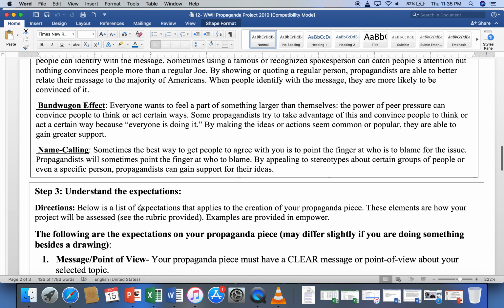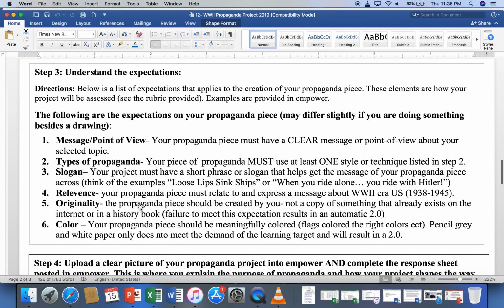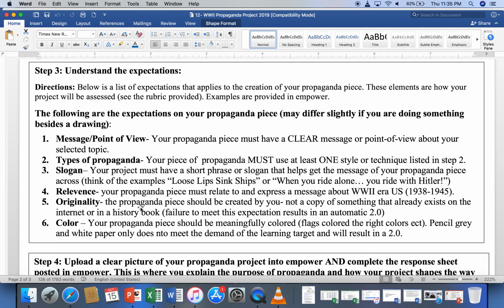So once you've decided which one you're going to use, you move on to step 3, which is understanding the expectations. So, directions. Below is a list of expectations that applies to the creation of your propaganda piece. These elements are how your project will be assessed, that is to say graded, and I'll have you see the rubric provided. Examples are provided in Empower. Again, there are no examples in Empower, they're at the end of this video. All right, so the following are the expectations on your propaganda piece, and these may differ slightly if you choose to do something besides a drawing. If you choose to do a sculpture or a legal piece of street art, these expectations might change just a little bit, but I'll be flexible if you are.